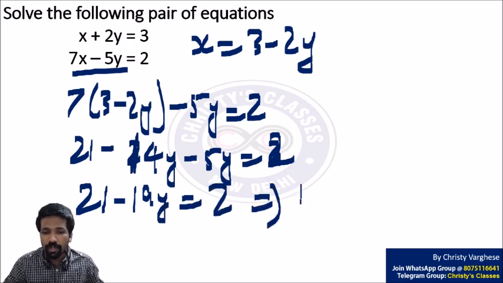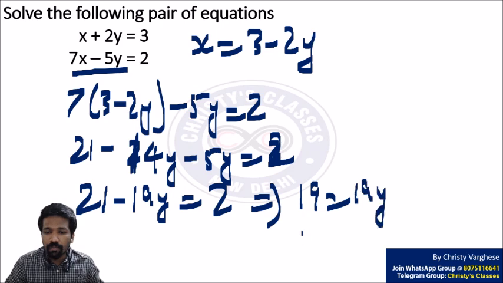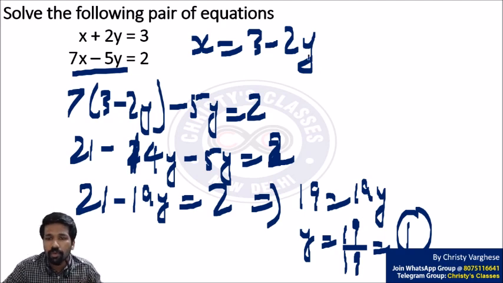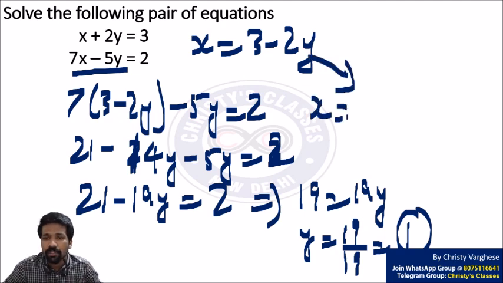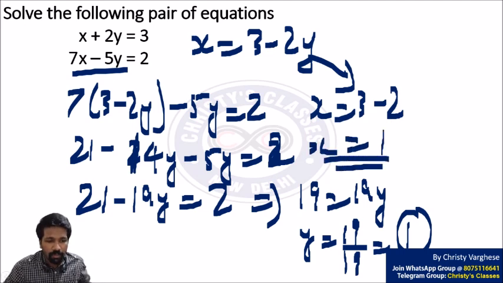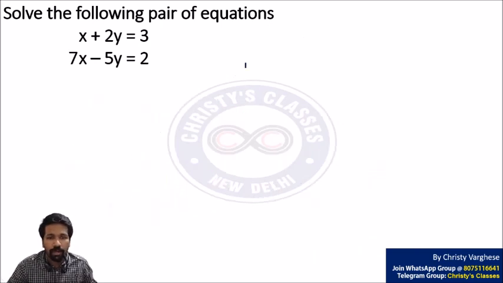That means 19 is equal to 19y. y is equal to 19 by 19, which is equal to 1. That 1 if you substitute into this, you will get x is equal to 3 minus 2 into 1. That is x is equal to 1. That is called the substitution method. Now there is a third shortcut method. I think all of you are familiar with it.